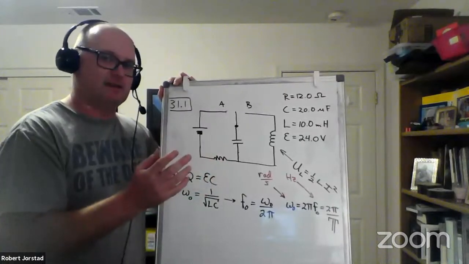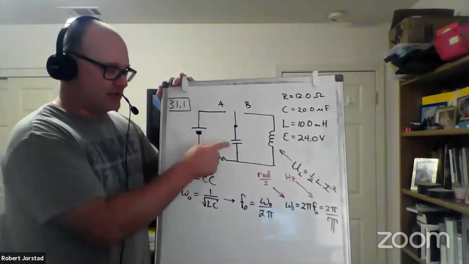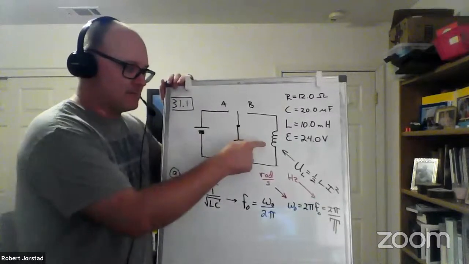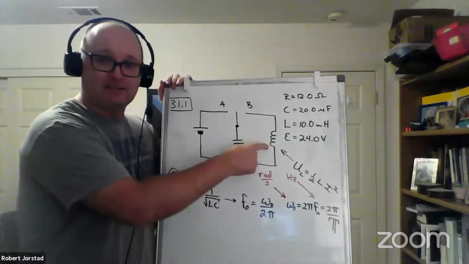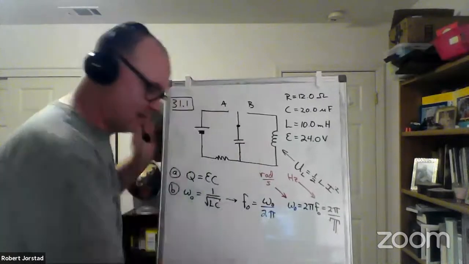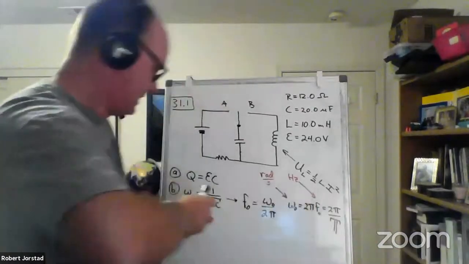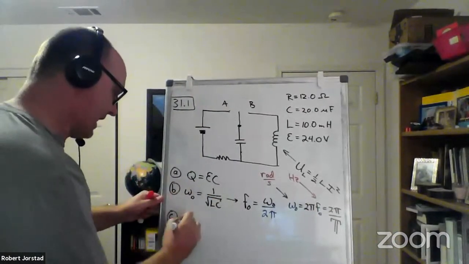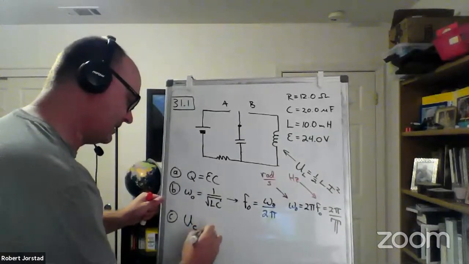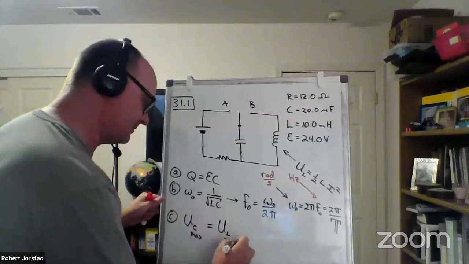Said another way, I know the initial energy is all in the capacitor. And then at the point when this has max current, this has no energy, it's all changed over. That means this. So where's that marker? In part C, this is what's cool about it. The energy on the capacitor maximum should equal the maximum energy on the inductor.